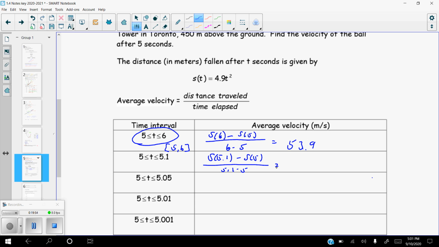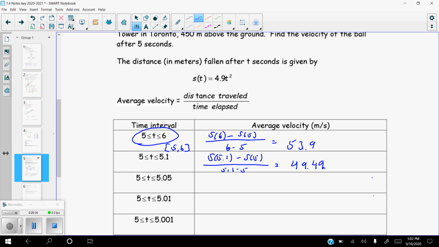And again, you're going to plug in 5.1 and 5 into your function, get those values, subtract them, over top of 5.1 minus 5, which is 0.1. So you're going to end up with 49.49 meters per second. Okay, so you can see that the average velocity changed. It actually went down over that time interval. Probably don't have enough information yet to come up with an actual instantaneous velocity. It's hard to tell what this is approaching because there's a difference of about 4.5 or so meters per second.